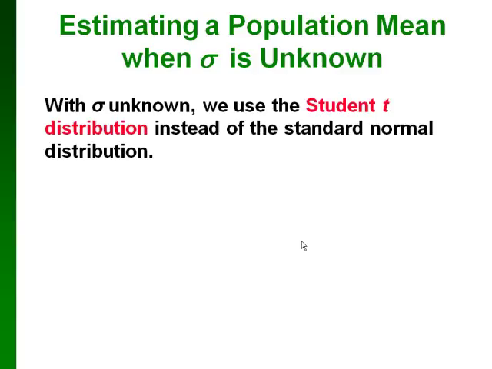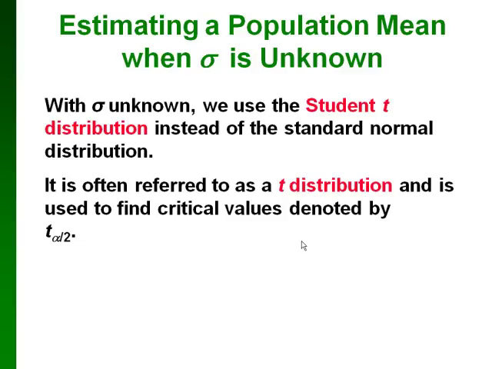In this case, instead of using the normal distribution, we use a different distribution that's actually called the student t distribution. So our critical values, instead of z of alpha over 2, are going to be t of alpha over 2. And we'll have a little bit different methods of finding those.